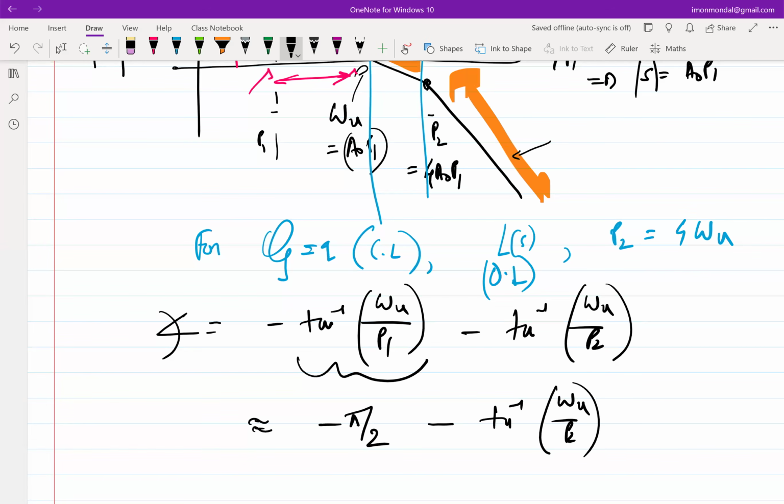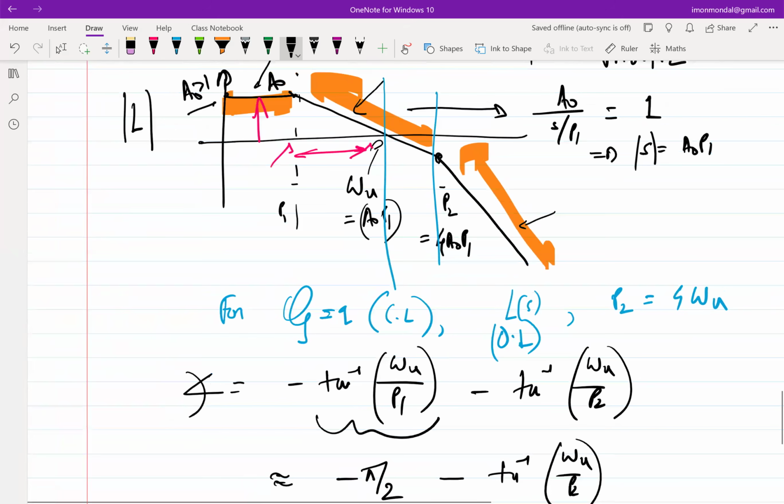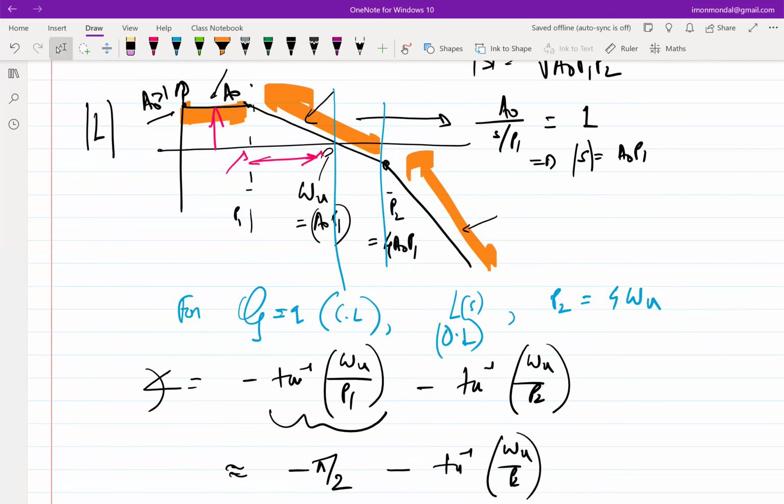Now, if you want to make a very good system which has negligible steady state error, right? You would expect A naught to be much higher than 1, which means you expect omega u to be much away from P1, which means that you generally don't have to bother about the first term, because tan inverse of that term will almost always be equal to minus pi by 2, approximately. What you have to bother about is that excess phase term, this one, because omega u and P2 need not be far apart from each other.